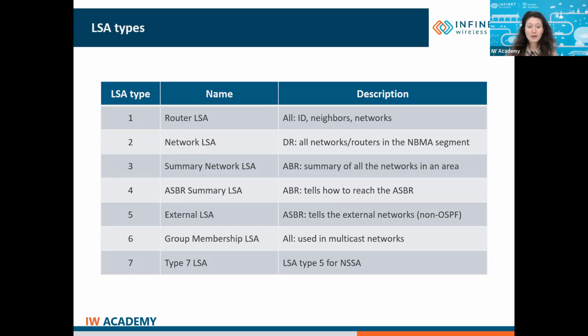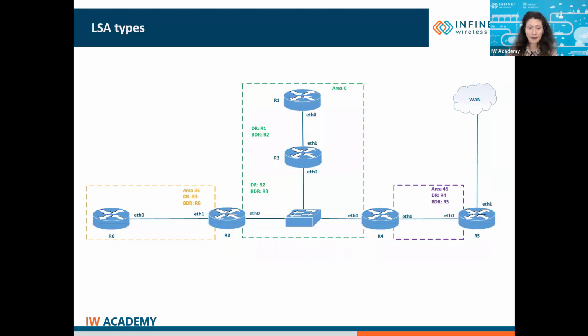Type 4 LSA is sent by area border routers as well and tells all the other routers how to reach the ASBR router, the router that is connected to the external network. The external LSAs are generated by ASBR routers and contain routes that are external to the autonomous system where OSPF is defined. The other types of link state advertisements are used for special OSPF scenarios, and we will not concentrate on them during this webinar. We use this setup in order to understand how the different LSA types propagate through the network.